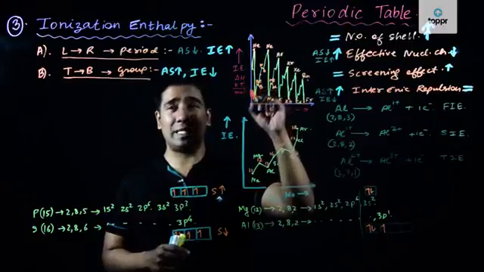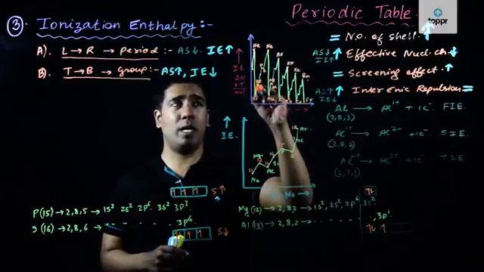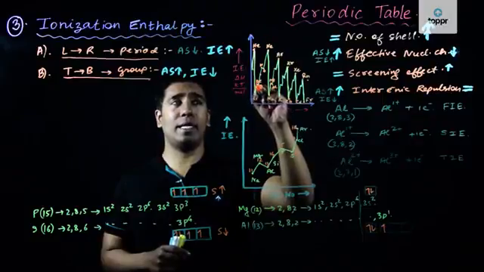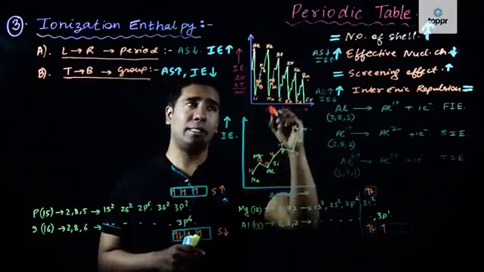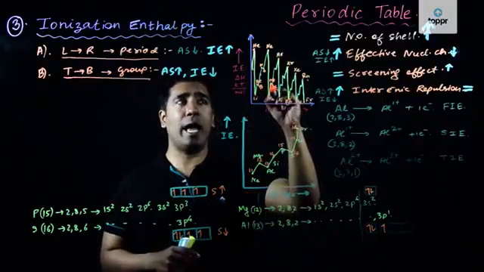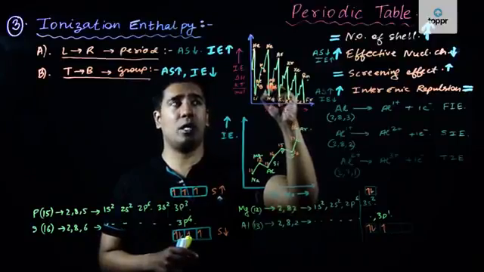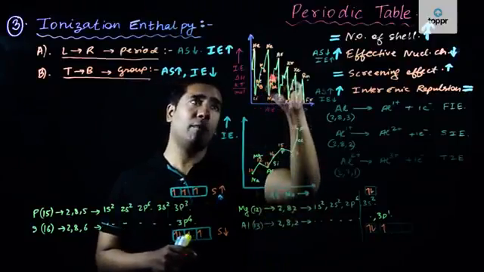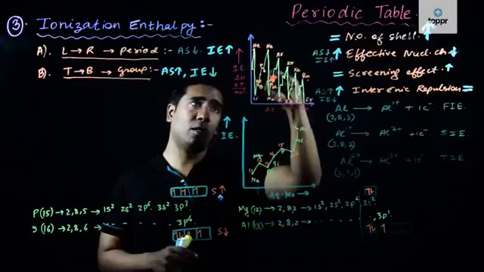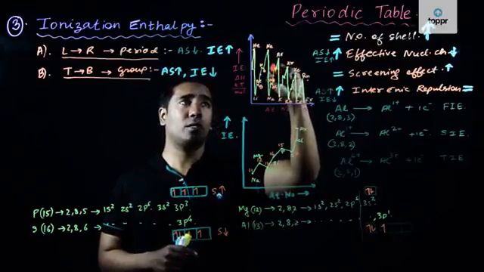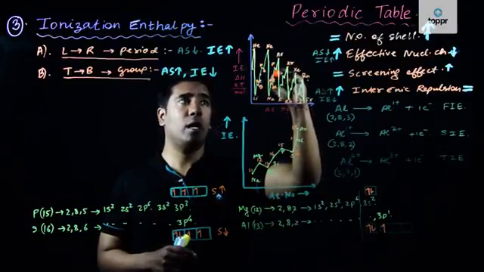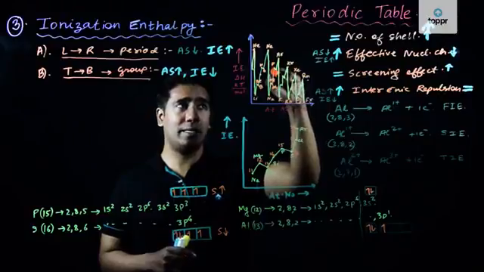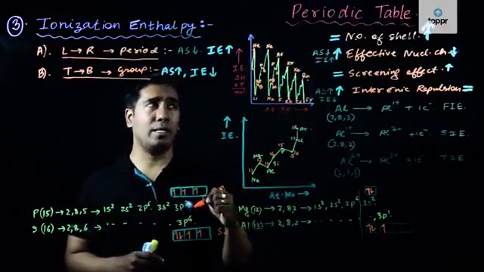The same decrease and the same reason will be applicable when we go from beryllium to boron. Why in the case of boron will the ionization enthalpy be less as compared to beryllium? The reason is the same as the reason why aluminum has lesser ionization enthalpy as compared to magnesium. Again, after aluminum we have silicon here. We again have phosphorus here and we have sulfur here. As you can see, again sulfur has a lesser amount of ionization enthalpy as compared to phosphorus.